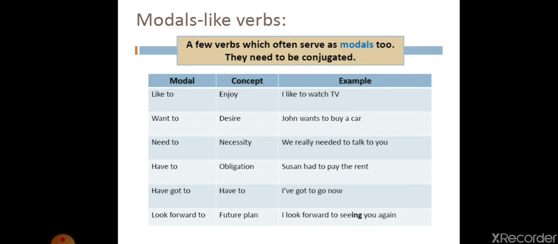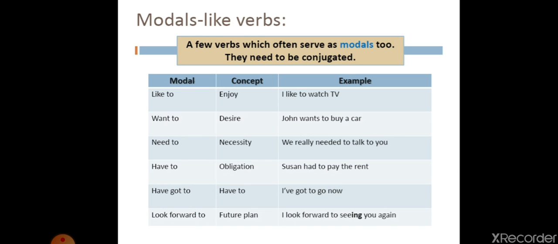Modals like verbs. A few verbs which often serve as modals too. So there are some verbs which act as modals. They need to be conjugated. They need to be used in different forms. For example, let us see. Modal like to. I like to watch TV. This shows the concept of enjoyment. Want to. John wants to buy a car. Now want to became wants to. So this is conjugation. We are changing its form.